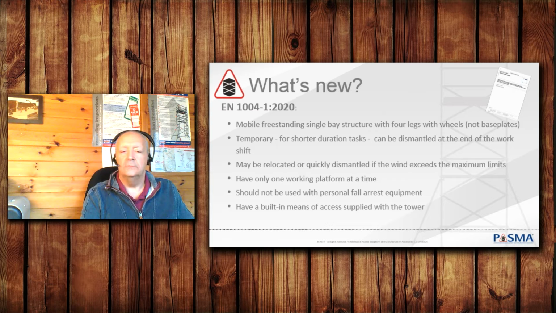What else is new? The revision confirms the configuration of an EN 1004 tower. They are freestanding. That means they're not tied to another structure for their support. They are single bay structures. They have 4 legs with wheels, so they are mobile.